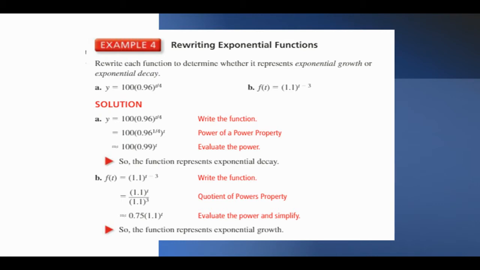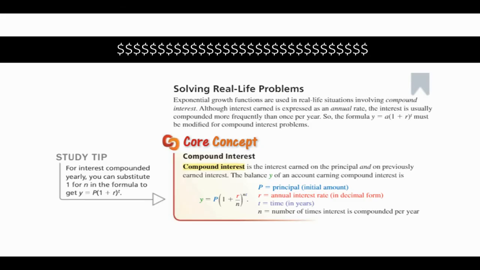Now down here, we have a t minus 3. So what we do in this case is we're going to write it as a quotient. So if you guys remember, if we have a negative power, it moves down. So that negative 3 power will actually move the 1.1 to the bottom. And so we end up with this function 0.75 times 1.1 to the t. And so because the value in the parentheses is greater than 1, it is growth.